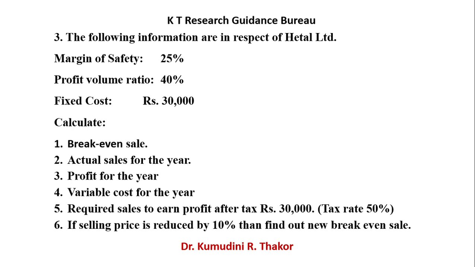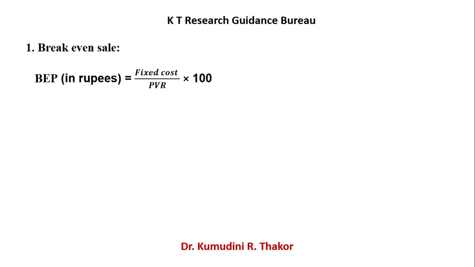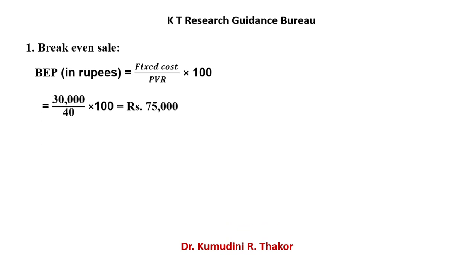It is easy. BEP is equal to F by P into 100. F is given 30,000 by 40% into 100 is equal to rupees 75,000. So your first answer is rupees 75,000. Next one is actual sales for the year.